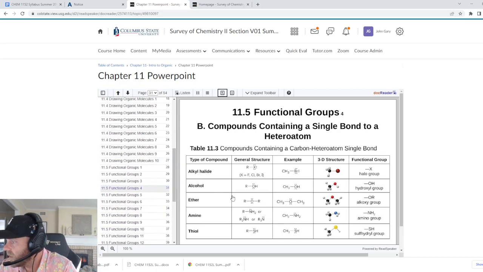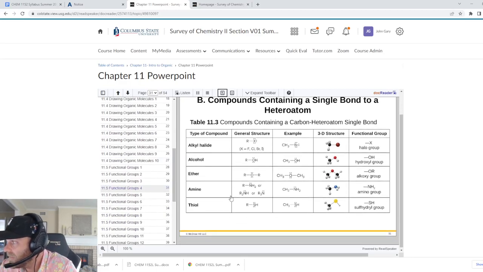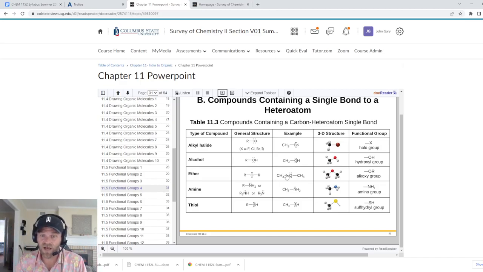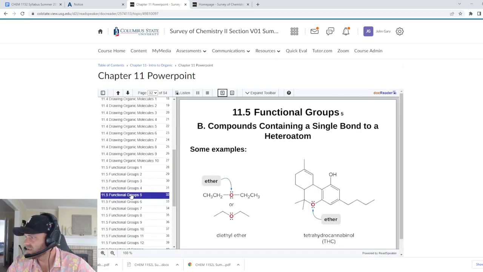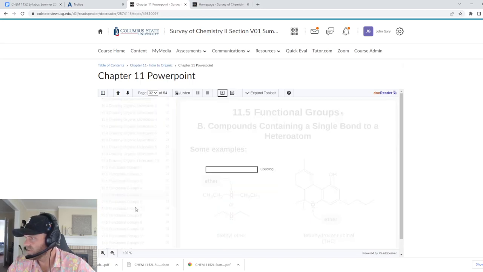All right, so here are kind of the nuts and bolts, some of the functional groups that you need to be concerned with. Alkyl halide just means it has a halogen attached. Alcohol means it has an OH attached. Ether is when carbons are attached to both sides of an oxygen. An amine has a nitrogen group on there, thiol, sulfur, and then you'll see a couple others. This is just an example of an ether.